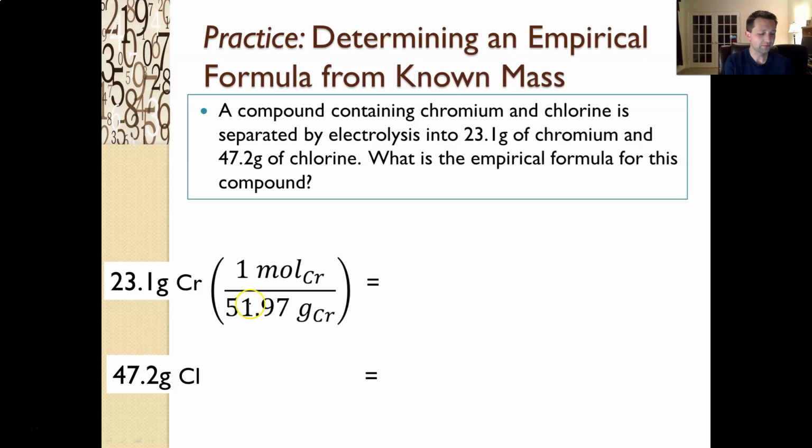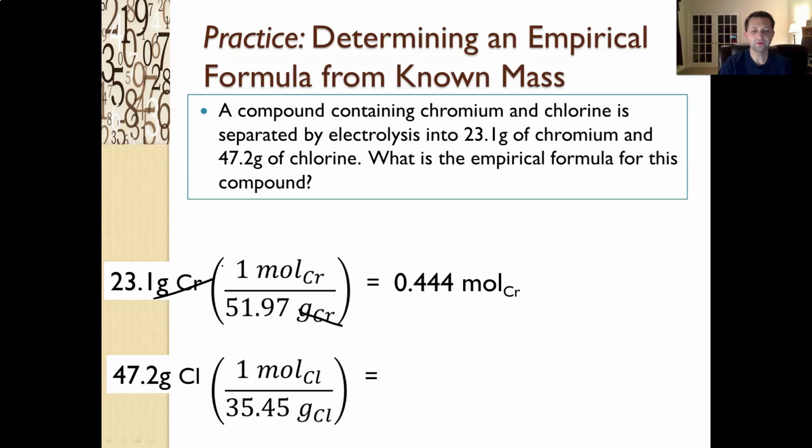So 51.97 grams of chromium, okay, in 1 mole of chromium. That'll give us 0.444 moles of chromium when you convert 23.1 grams into moles. You do the same thing for chlorine. 35.45 grams of Cl. Grams of Cl cancels out. In 1 mole of Cl, you get 1.33. Okay, so this looks really weird, right? Your ratio is 0.444 chromium to 1.33 chlorine. What do we do here?